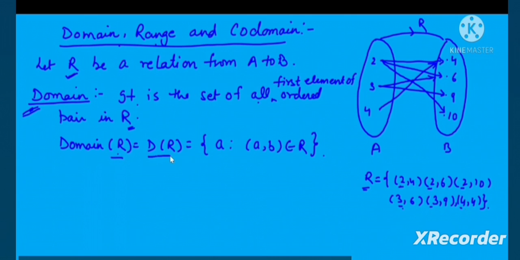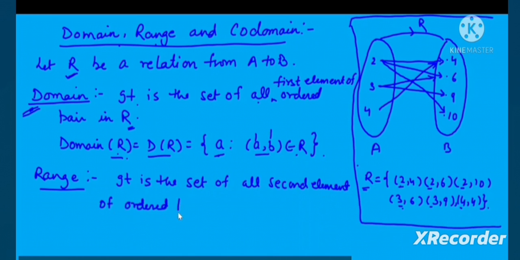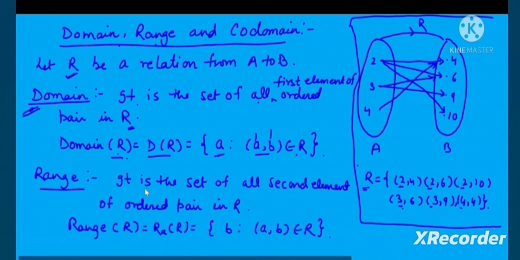So let's see what we understand by the domain of a relation. That means only the first components of the ordered pairs (a, b) belonging to R. Right? The range is what? All the second components, that means the b. All the second elements from the ordered pairs is called the range of the relation R.